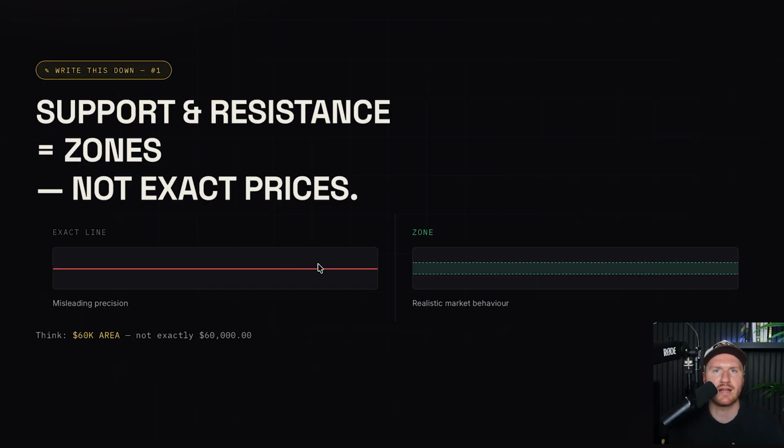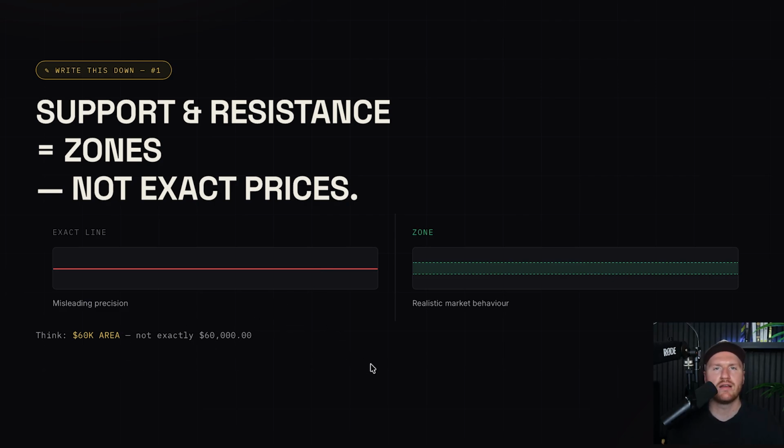It's not just $60,000 exactly. The price may bounce at 59,000, 58,000, but I then respect the $60,000 area. So again, it happens the other way. If the price is pushing towards $70,000, it may not reverse exactly at $70,000. It may reverse at 69.5 and 71,000, even spike to 72,000, depending on how much leverage is around that price.